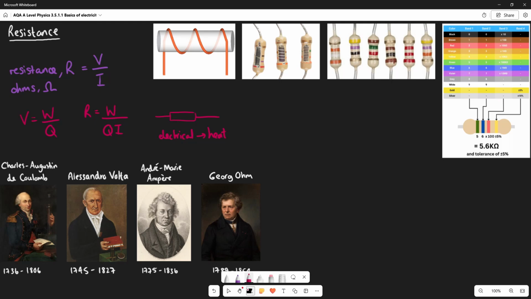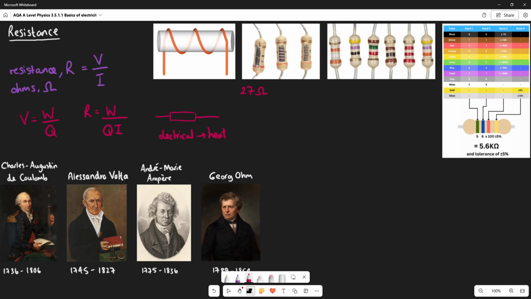So we have red, purple, black, and gold. Red represents the number 2, purple represents the number 7, and black gives us how many times you need to multiply that figure by 10. And it looks like we're multiplying it by just 1. So this resistor has a value of 27 ohms.